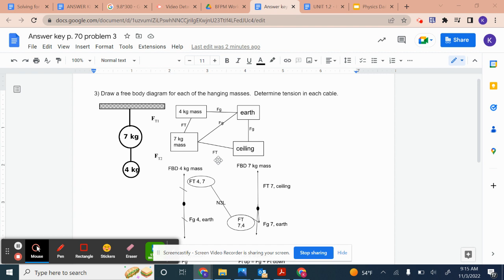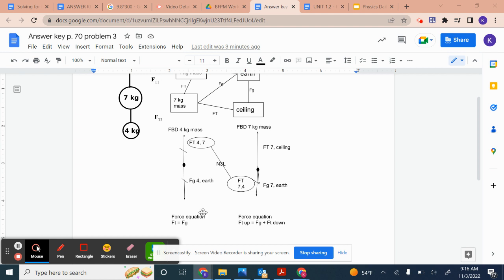But the 7 kilogram mass has three forces acting on it. One is an Ft up by the ceiling, one is Fg down by the Earth, and the other is an Ft down on the 7 by the 4. I have circled the two pair forces between the two objects: on 4 by 7 is up, on 7 by 4 is down. And I have also written the two force equations that go with those free body diagrams.